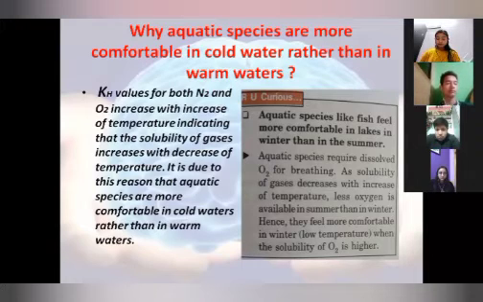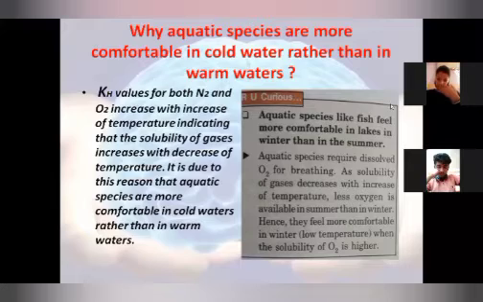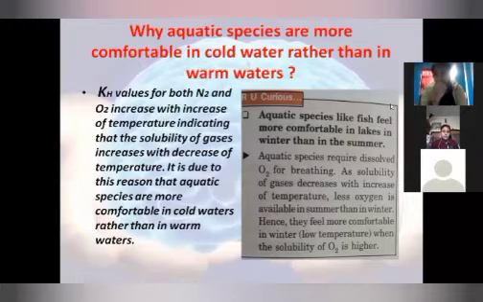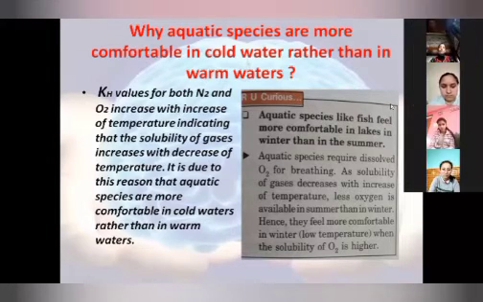As you know, day by day climate change and global warming are happening. Because of that, so many aquatic animals and plants are going extinct. What is the reason? Anyone? This can become a question: why are aquatic species more comfortable in cold water than in warm water? What can be the reason, Neha? Can you tell me?